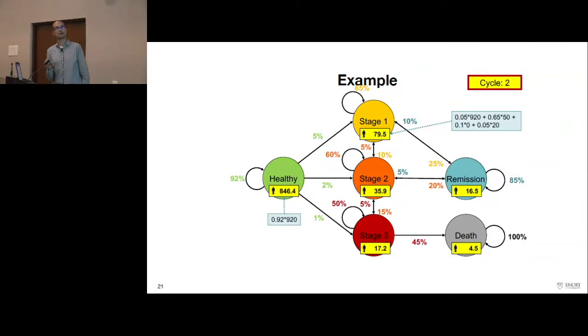I think I have one more slide for how to get the number of people in stage two. There are one, two, three, four, five arrows coming into stage two. So we would get 2% of those coming from healthy, 60% for those staying in stage two, 10% coming from stage one, then 5% coming from remission, and 5% coming from stage three.